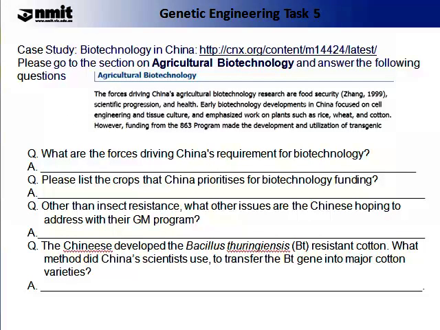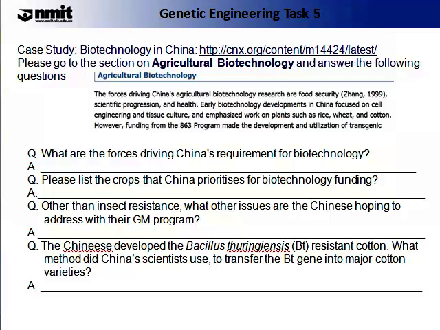Task 5 is a case study based on the biotechnology in China. Please refer to the web-based link for the article. Then please ensure that you go to the section on agricultural biotechnology. There is a copy of the first few sentences of this paragraph on your screen. Ensure that you only answer the questions on the topic of agricultural biotechnology and do not refer to the other sections on China's biotechnology. These sections will not be covered in this subject.